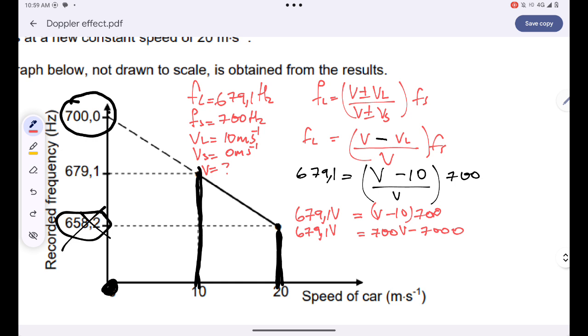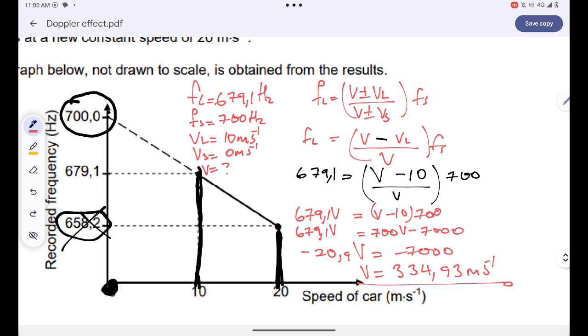Then all I have to do is to take the 700v to the other side. I'll simply have 679.1 minus 700. This will give me negative 20.9 times v is equal to negative 7,000. Divide both sides by negative 20.9. Then the speed of sound in air is just 334.93 meters per second.